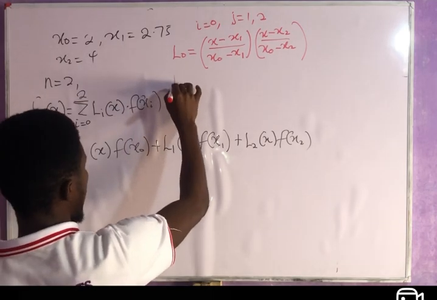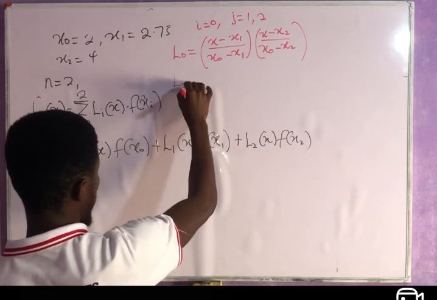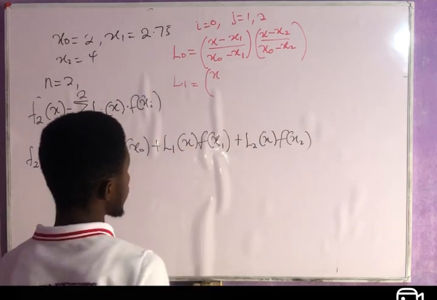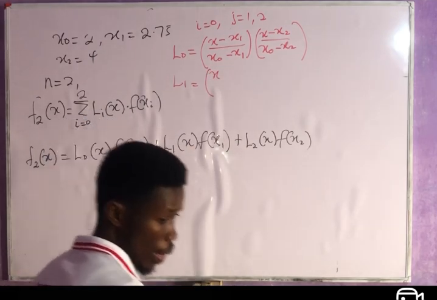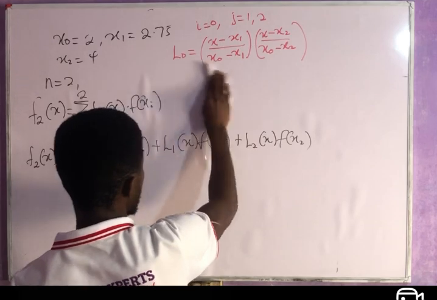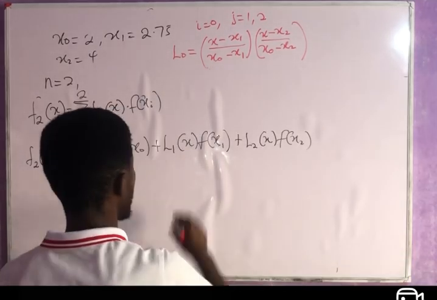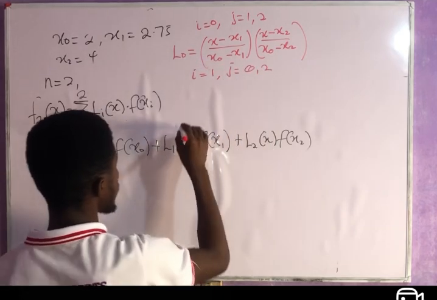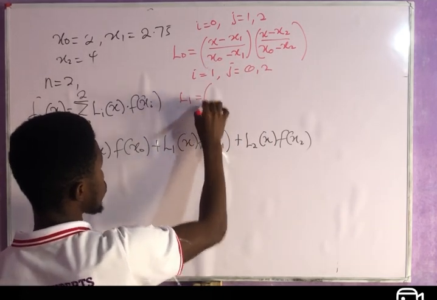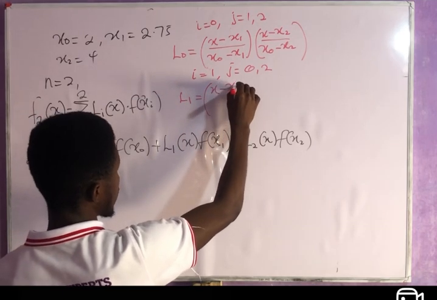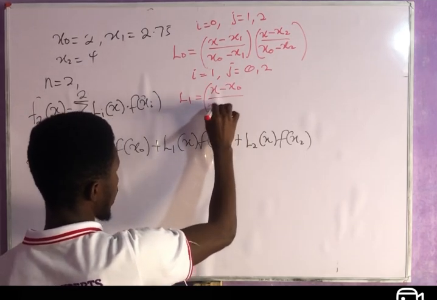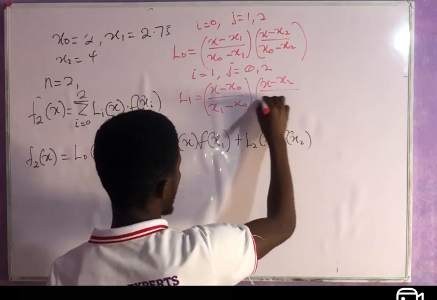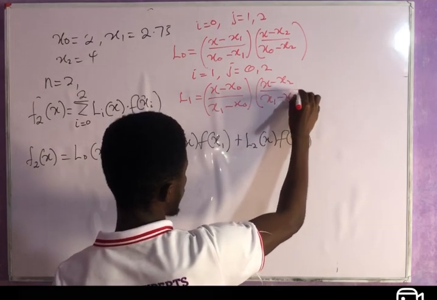Let's also look for L1. So our L1, let me write the values of j first. So what will be there? When i equals 1, meaning that j will be either 0 or 2. So we have L1 equals x minus x0 over x1 minus x0, multiplying x minus x2 over x1 minus x2.